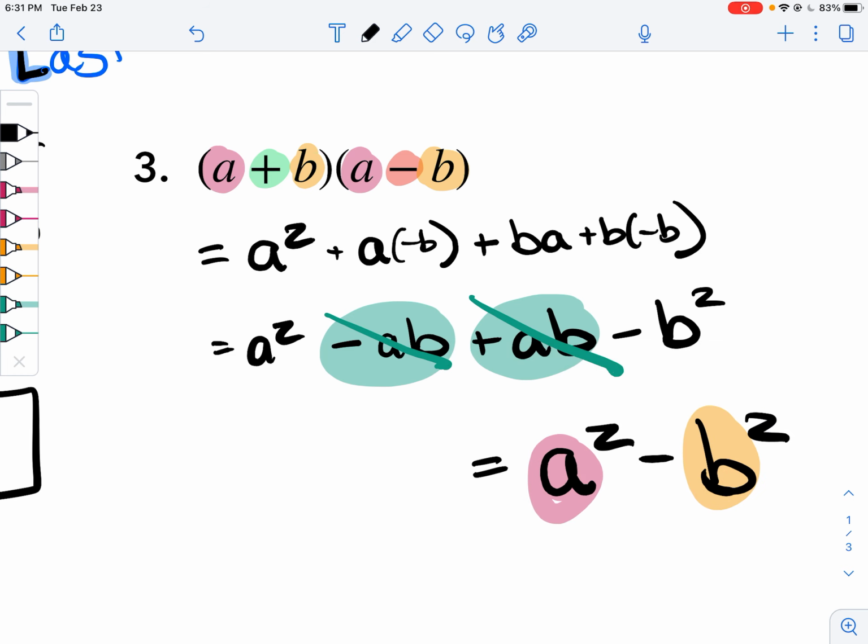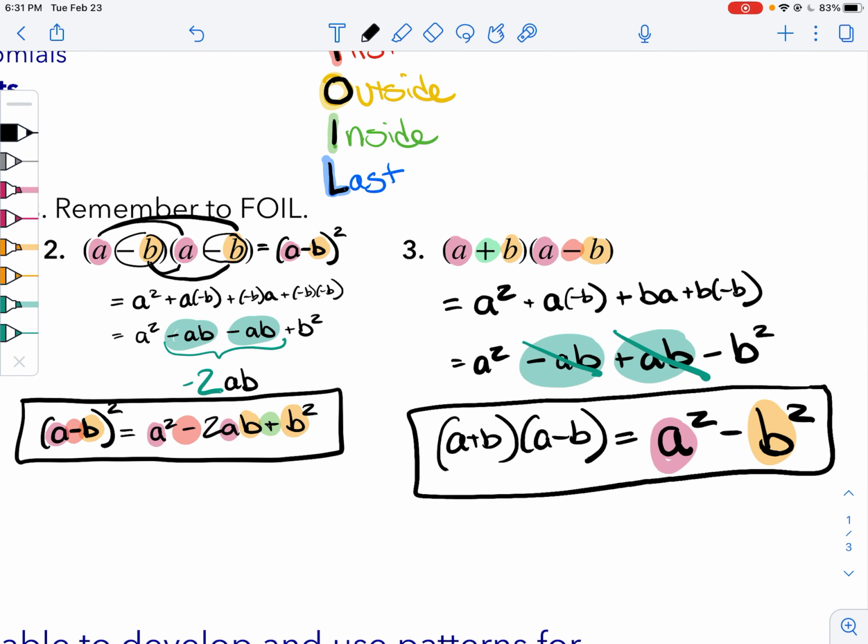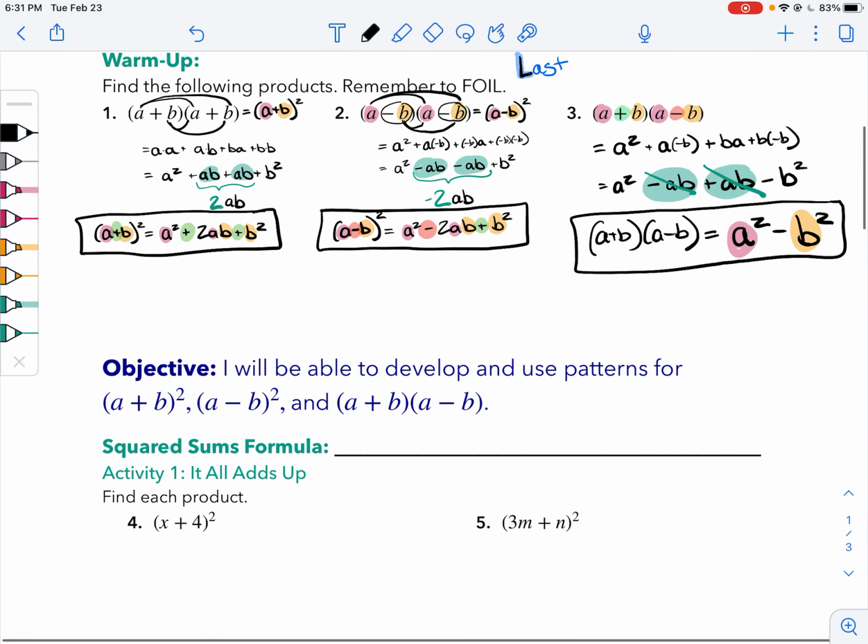Bink, bonk. A plus b times a minus b equals a squared minus b squared. That's our whole lesson in a nutshell. Now I'm going to give these guys names, give you an example, and we'll call it a day.